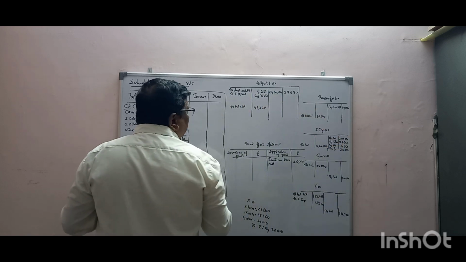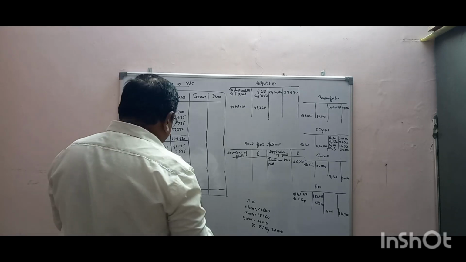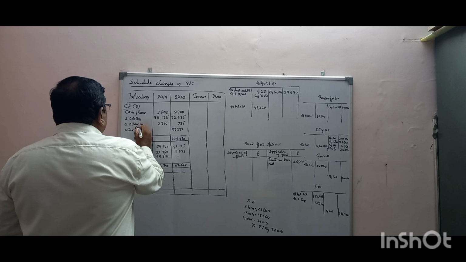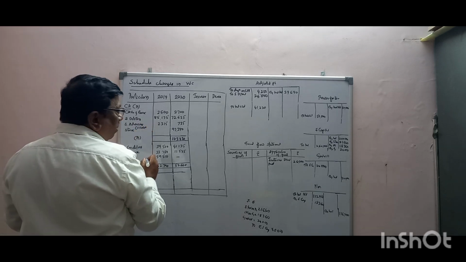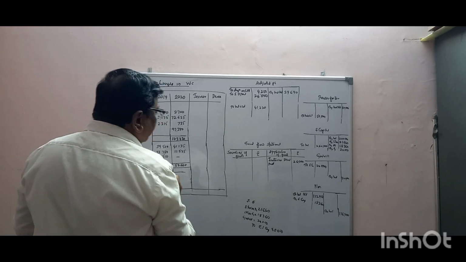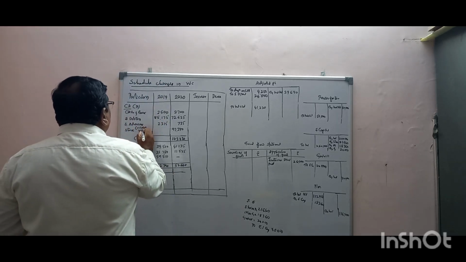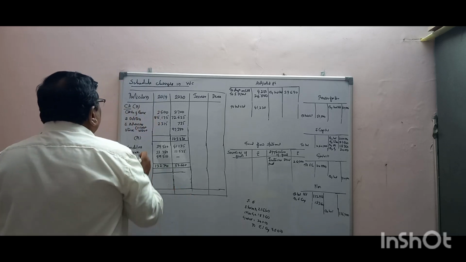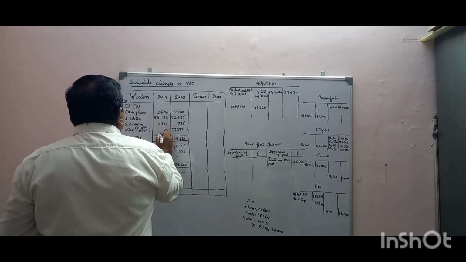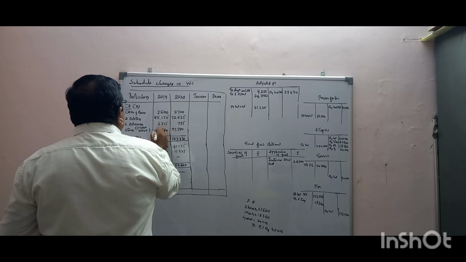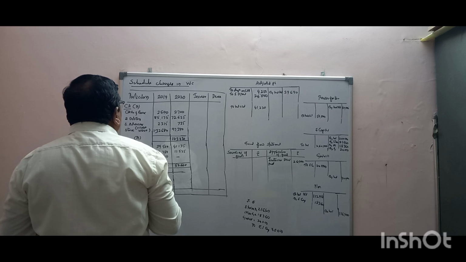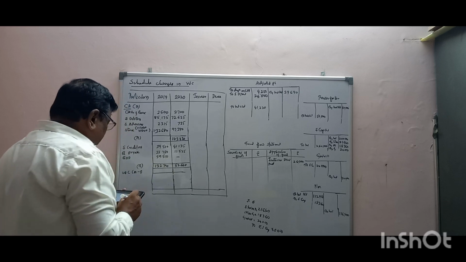Then stock: we are adding 21,640. The original stock value is 1,11,040, plus again the stock received of 21,640, total 1,32,680. That is the stock.